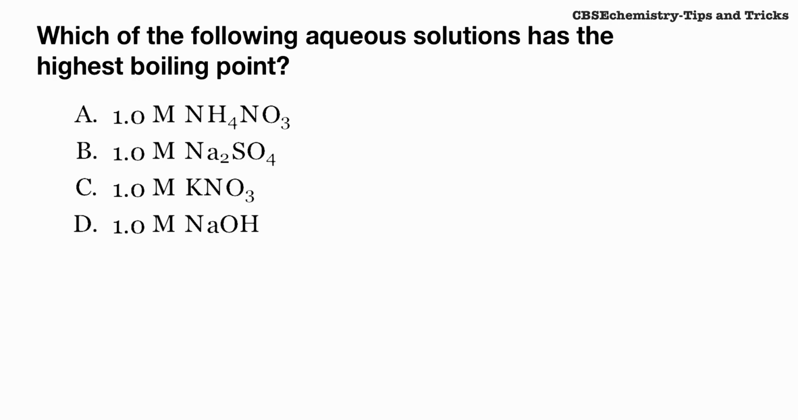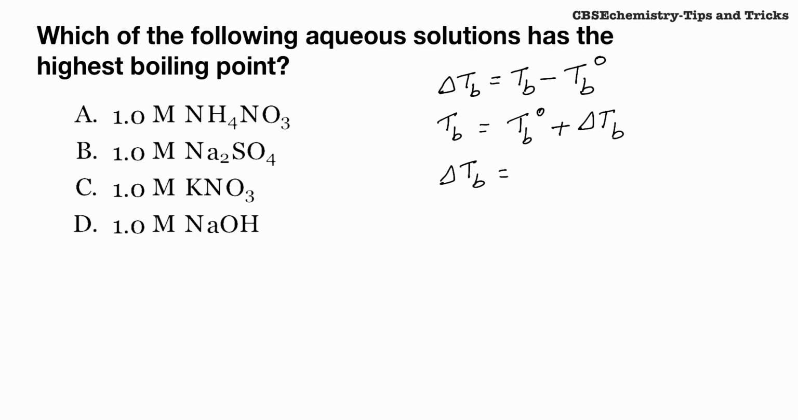If you know the equation, you can do this question very easily. Here we have to find the highest boiling point, right? So you write the equation for the elevation of boiling point. What is that? Elevation of boiling point ΔTb is equal to boiling point of the solution minus boiling point of the pure solvent. Correct, right? So what is the equation for boiling point? It is boiling point of the solution is equal to boiling point of the pure solvent plus elevation in the boiling point.